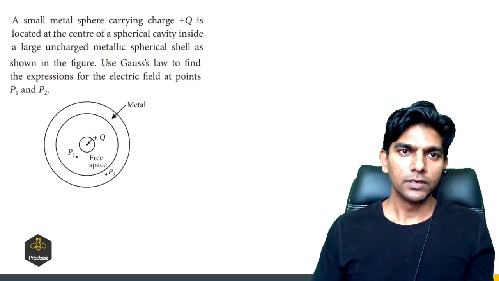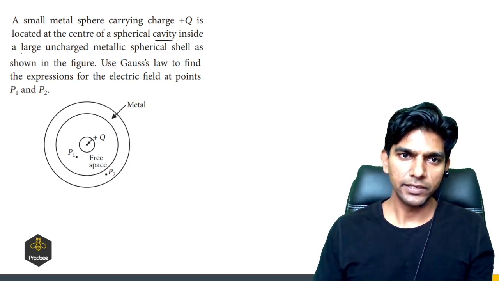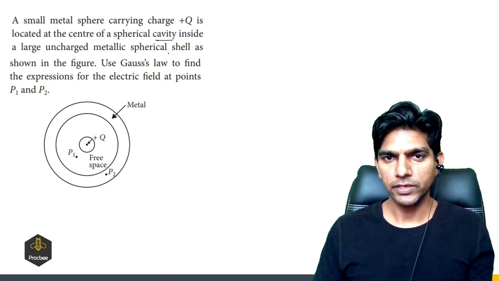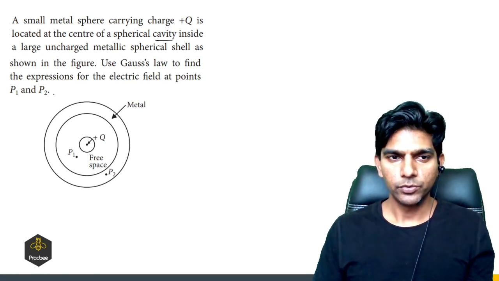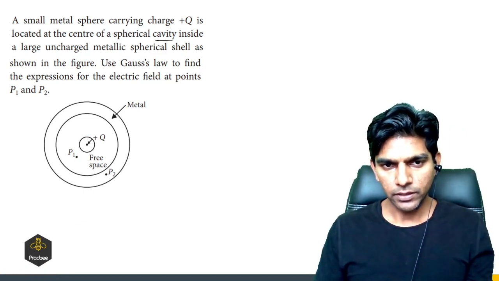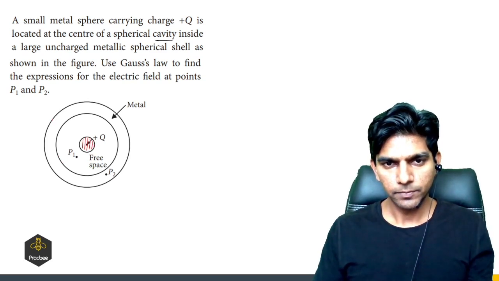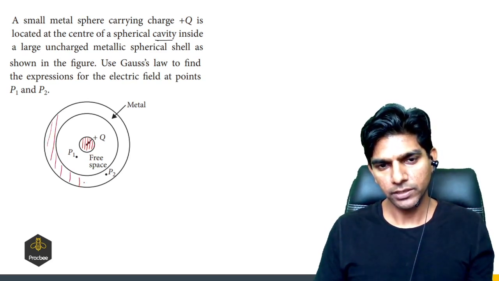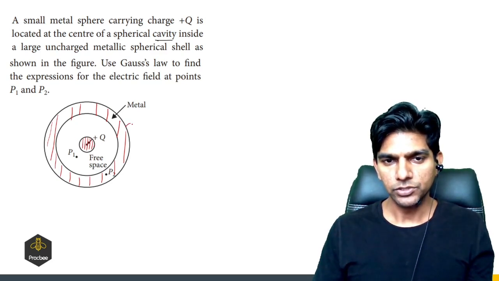Let us see another question. A small metal sphere carrying charge plus q is located at the center of a spherical cavity inside a large uncharged metallic spherical shell as shown in the figure. Use Gauss law to find the expression for the electric field at points P1 and P2. Right, so we are given a metallic sphere at the center, which has a charge Q. And there is another metallic conducting shell which has some thickness, placed concentrically with this sphere, and it is uncharged, right?